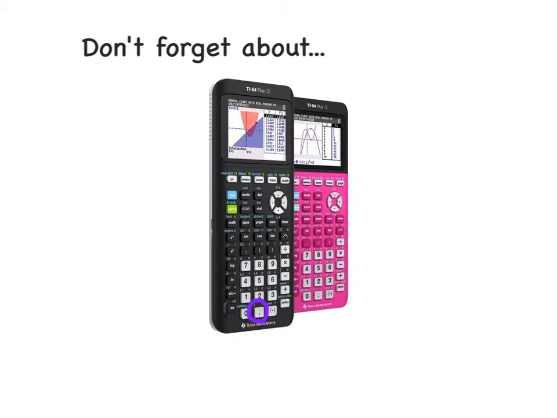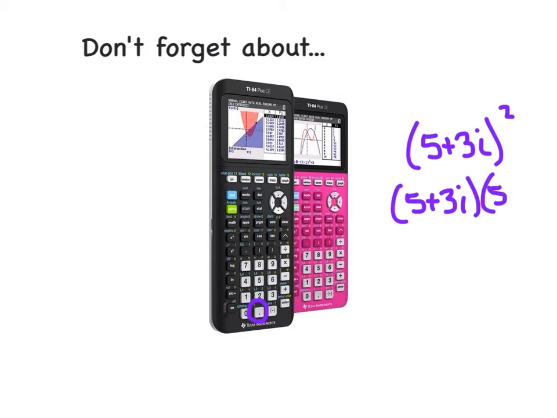That's your i button. So in fact, if you had a multiple choice question that wanted you to evaluate 5 plus 3i squared, you could FOIL the whole thing out, and that's not a bad idea to do it by hand first, but you could always plug it into your calculator and evaluate it that way to check your answer.